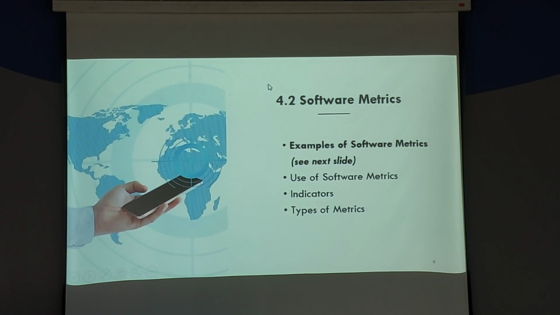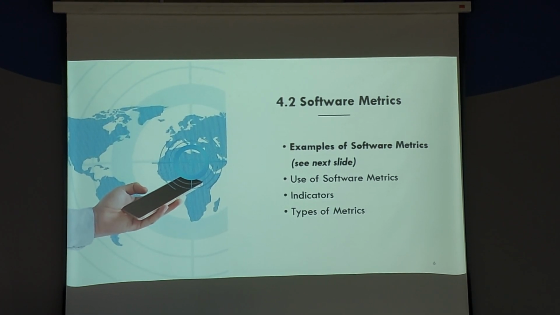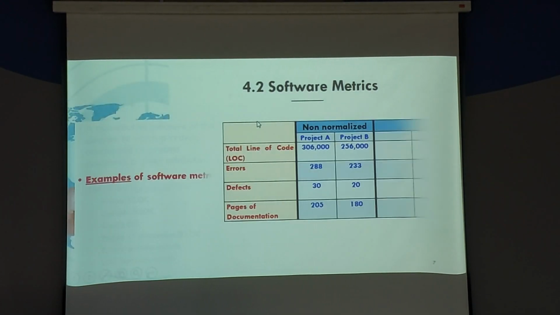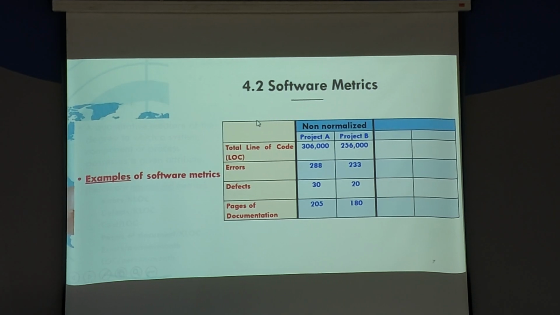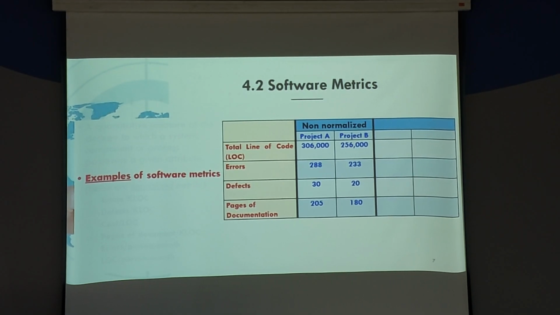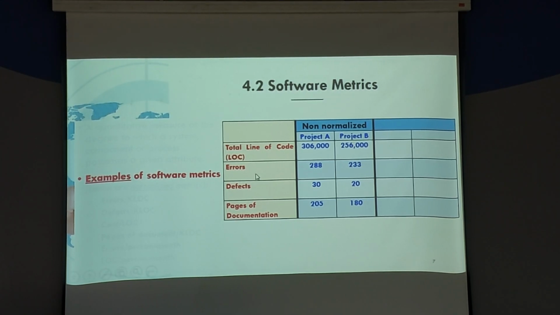Okay, so now examples of software metrics. For software, what are the things that you can measure? Total lines of code, or LOC. Errors: you can measure how many errors you found, how many defects you found, and pages of documentation.